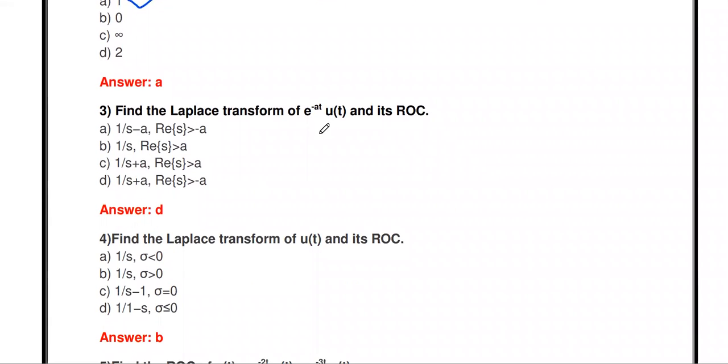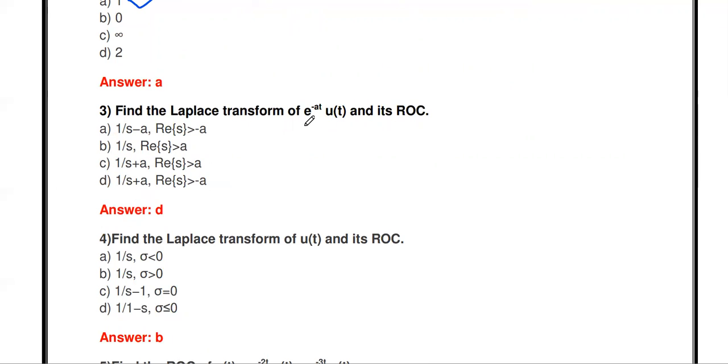Next, find the Laplace transform of e power minus at u of t and its ROC. We already solved this problem. The Laplace transform of e power minus at is 1 divided by s plus a. Here there are 4 choices. One is 1 by s minus a, it is wrong. 1 by s, it is wrong. 1 by s plus a is given in two choices. But the ROC differs: in the third choice, real of s, that is sigma, greater than a; in the fourth choice, sigma greater than minus a.